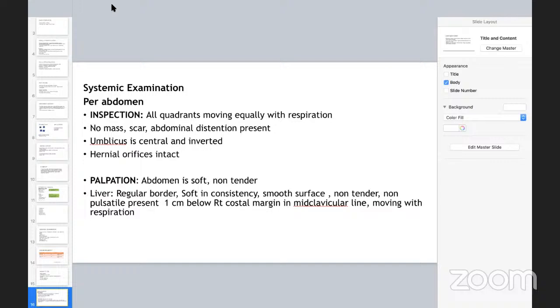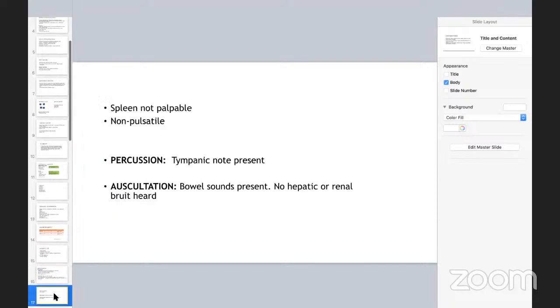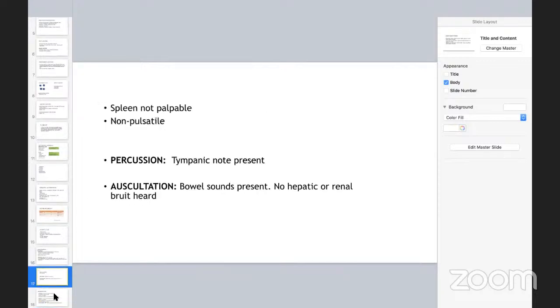We now move on to the systemic examination. On per abdomen examination, on inspection, all quadrants are moving equally with respiration, and there was no mass, scar, or abdominal distension present. Umbilicus is central and inverted, and hernial orifices were intact. On palpation, the abdomen was soft and non-tender. The liver was regular, soft in consistency, smooth, non-pulsatile, non-tender, 1 centimeter palpable below the right costal margin in the mid-clavicular line, moving with respiration. Spleen was not palpable. On percussion, tympanic note was present, and on auscultation, bowel sounds were heard. There were no added sounds, no hepatic or renal bruit.